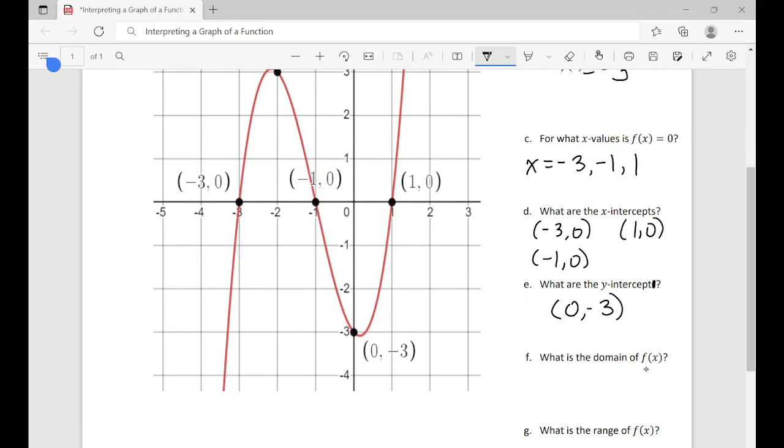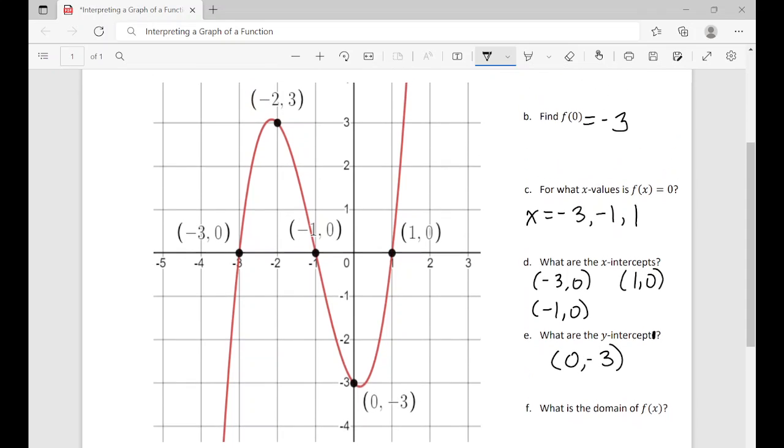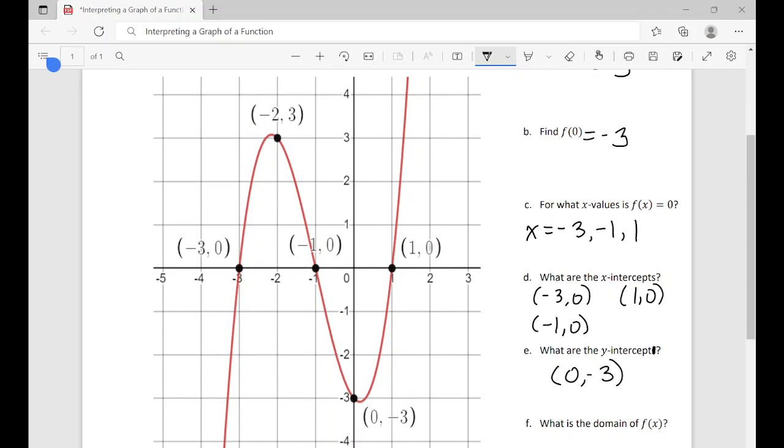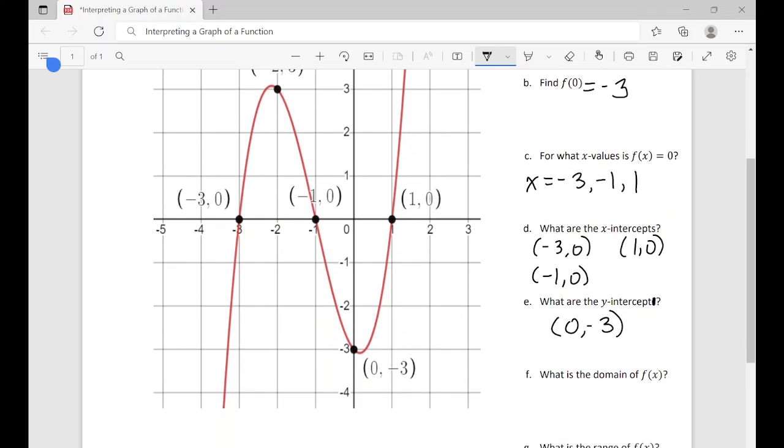Now, what is the domain of the function? So remember, domain are the x values that run left to right. So this graph has no gaps, no jumps, no holes, nothing. It's very continuous, but it goes down and left forever, and it goes up and right forever. So since it goes left and right forever with no gaps, jumps, or holes, we can say that the domain is -infinity to +infinity.